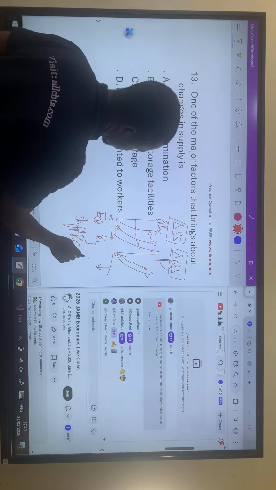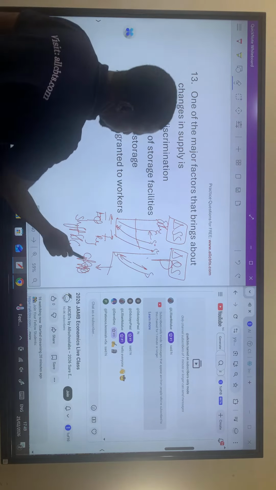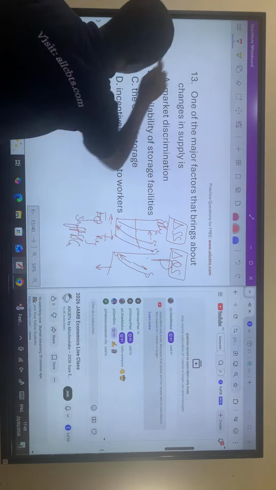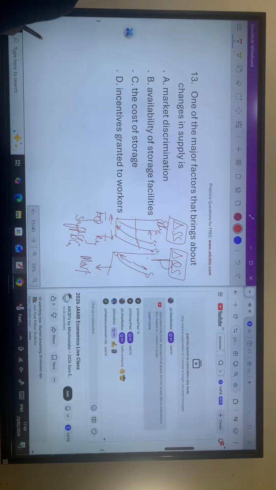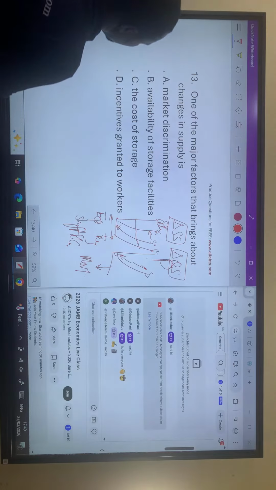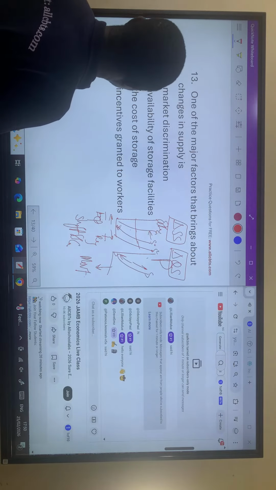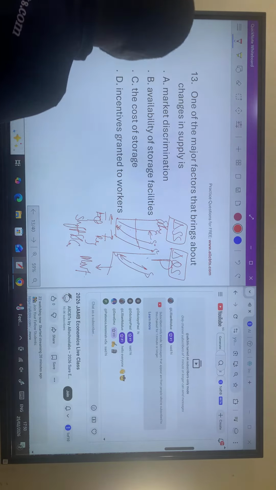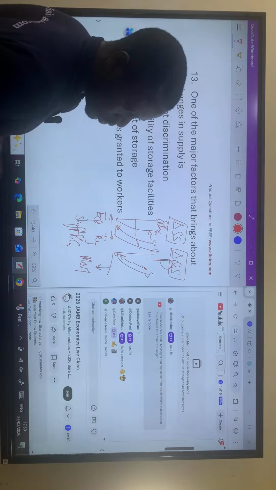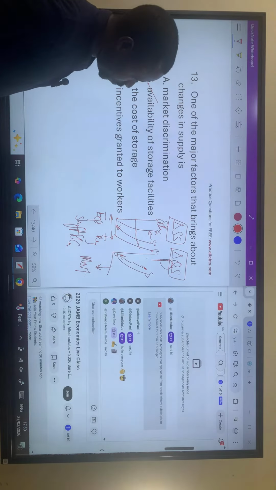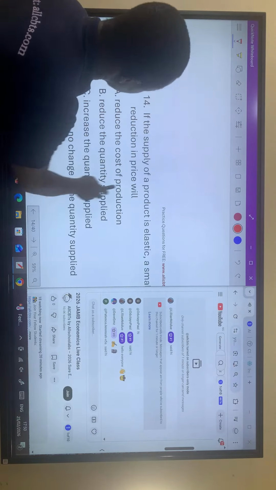Why is this called what? Change or movement. Movement is called movement along the supply curve. Okay, so one of the major factors that brings about changes in supply, we're talking about this: market discrimination, available storage facility, the cost of storage, incentives granted to workers, cost of storage facility. Availability of storage facility will affect the quantity supplied. This has nothing to do with price in the first place. Okay, very well. We'll go on to the next one.